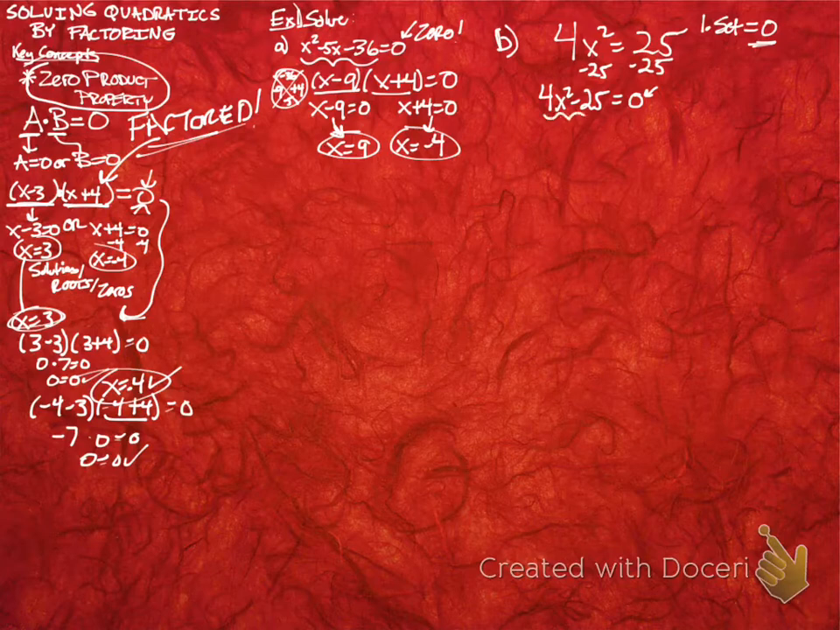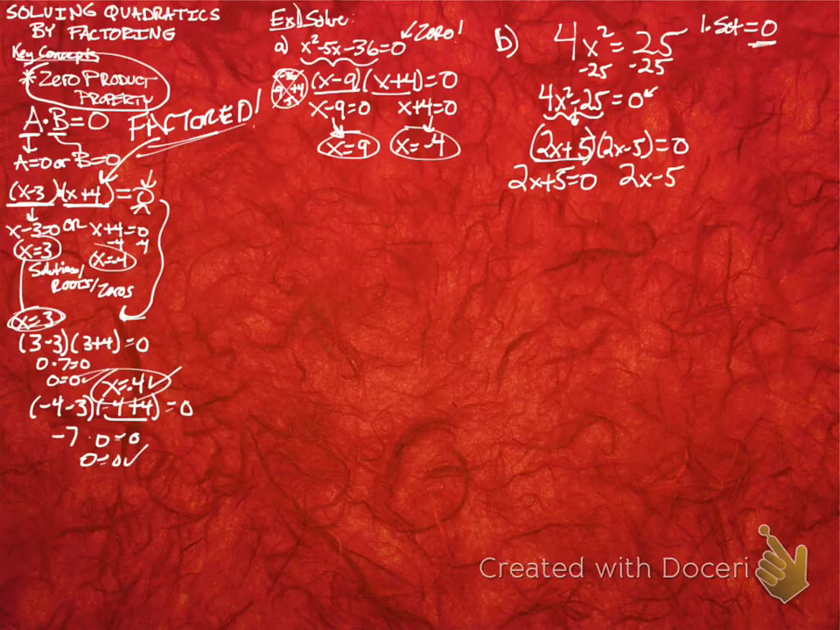Now I have to factor. Now it's only a binomial, but I notice there's subtraction, and 4x squared is a perfect square of 2x, 25 is a perfect square of 5, so I can rewrite this as a difference of squares. 2x plus 5 and 2x minus 5 is the factorization. So if it's set equal to 0, one factor I can set equal to 0 is 2x plus 5, and the other one is 2x minus 5.